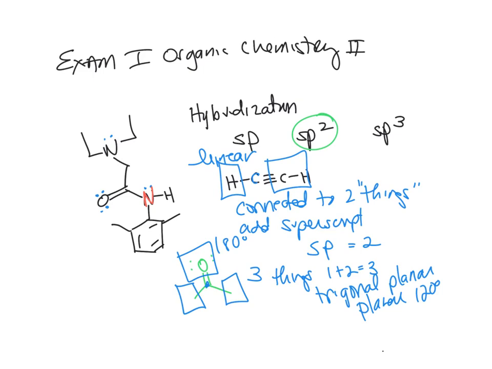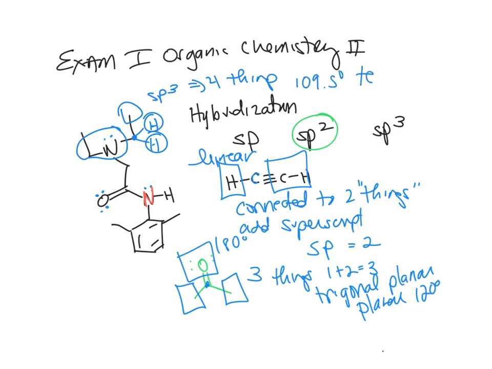And then sp3. If you have a carbon that's here, you'd want to put in the 2 hydrogens because carbon has 4 bonds. So 1, 2, 3, 4. You would say there's 1 thing, 2 things, 3 things, and then 4 things. So that's an sp3 carbon. 3 plus 1 is 4 things. And you should know that's a 109.5 degree bond angle and it's tetrahedral. So that's a review. So you do count lone pairs as a thing.